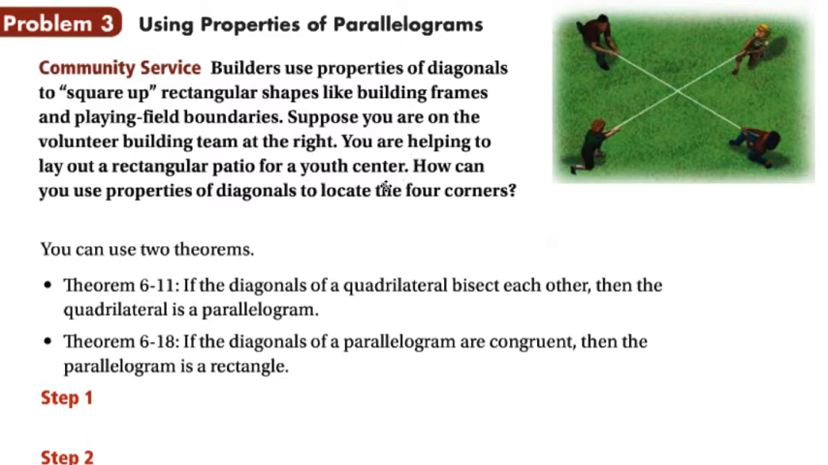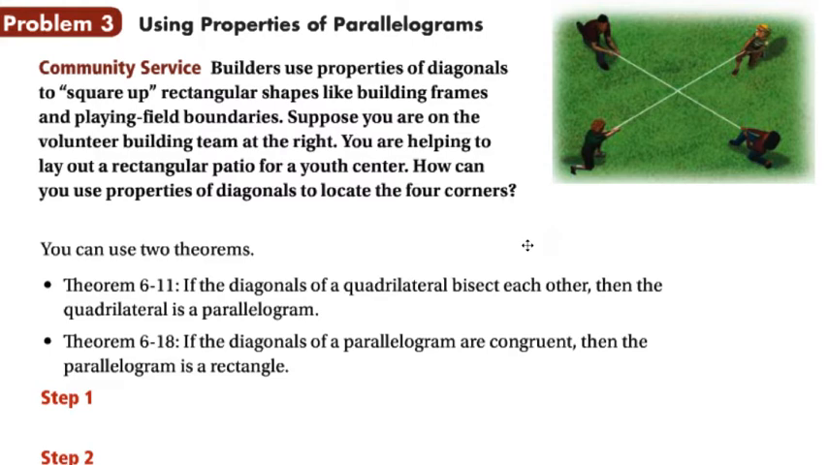Here's a community service project. It says builders use properties of diagonals to square up rectangular shapes like building frames and playing field boundaries. Suppose you're on the volunteer building team at the right and you're helping to lay out a rectangular patio for a youth center. How can you use properties of diagonals to locate the 4 corners?